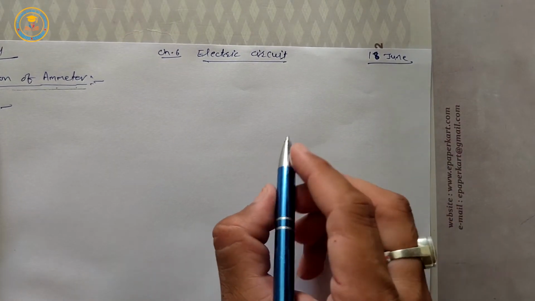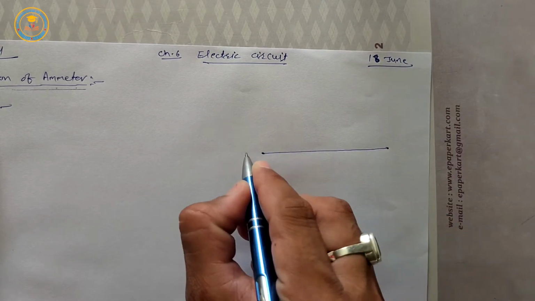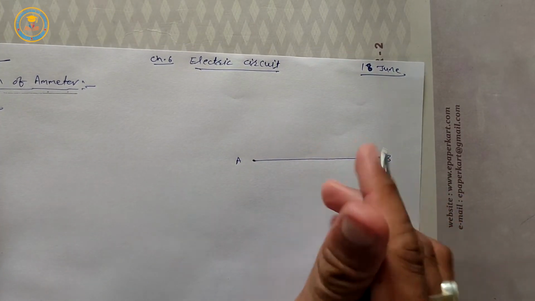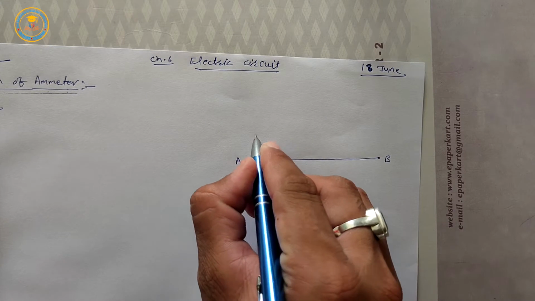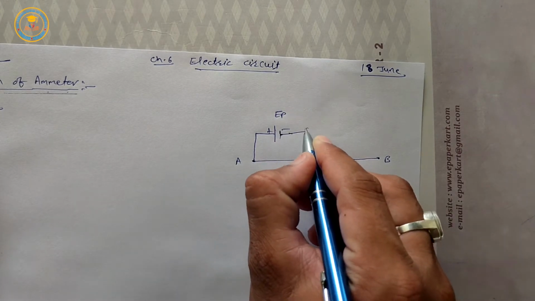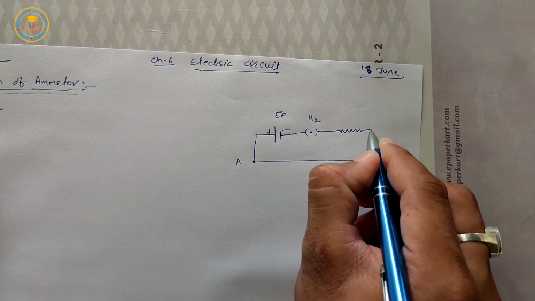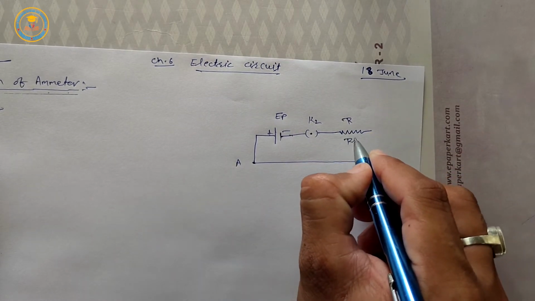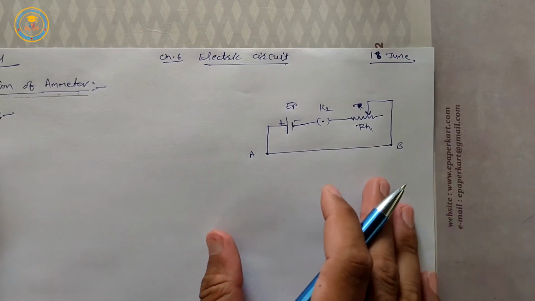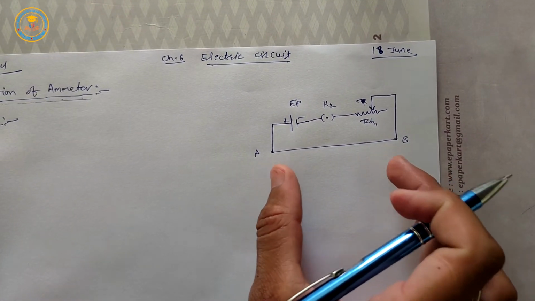Firstly, we have a potentiometer, and in this potentiometer a wire AB. This wire AB of the potentiometer is connected in the primary circuit with a cell of EMF EP and a key, this key K1, and a rheostat, this is rheostat RH1. These elements are connected in series with this wire AB.